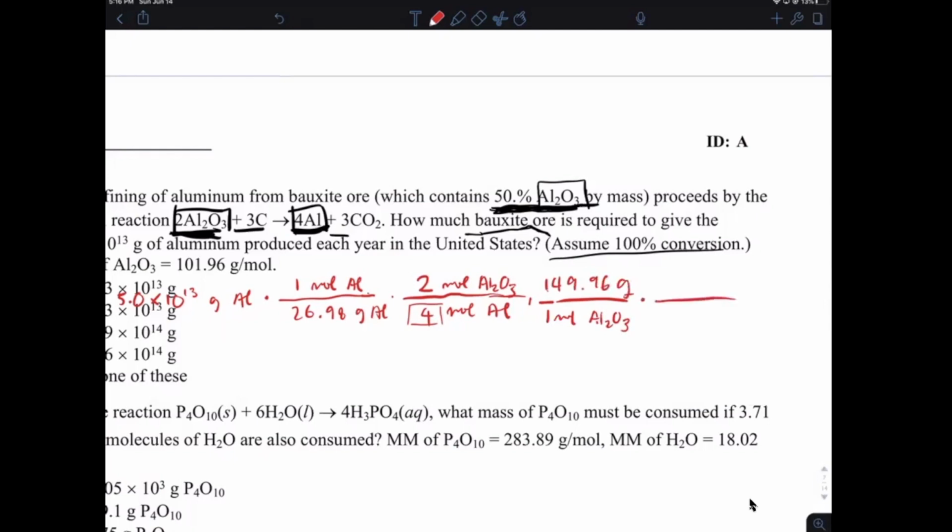And then the last step we need to take is we're told that 50% of bauxite ore is Al2O3. So what does that mean? That means for every 1 gram of bauxite ore, we have 0.5 grams of Al2O3. Oh, so I got the 149.96 from calculating the molar mass of Al2O3. So I'm pretty sure that's right, but I'll check again.